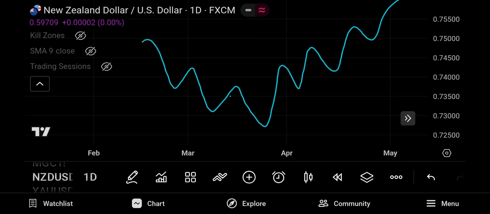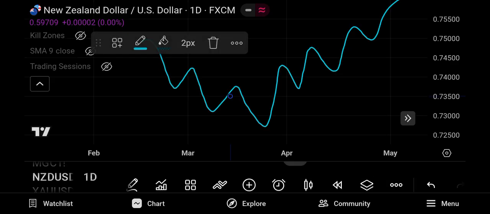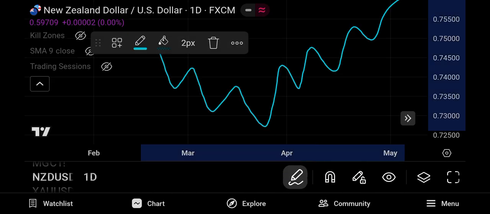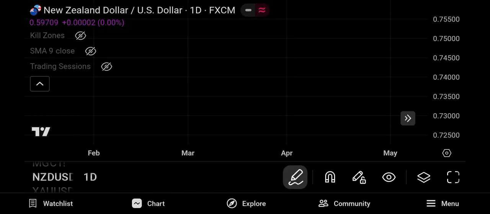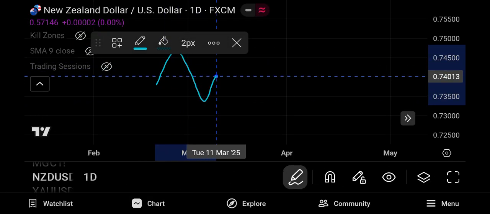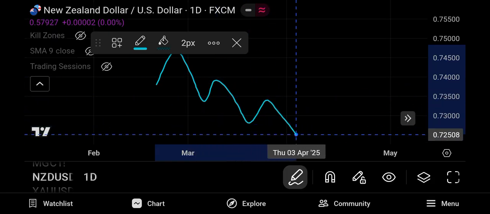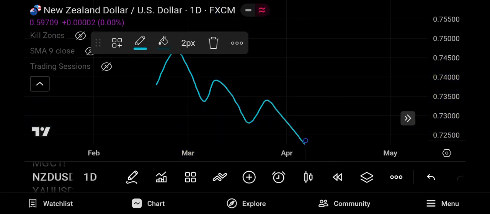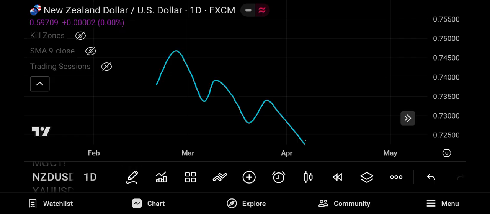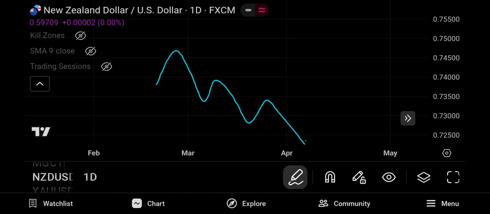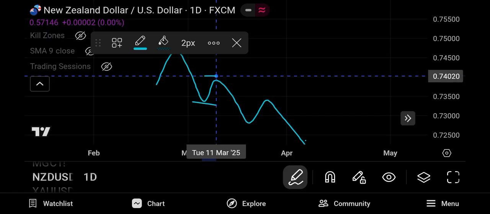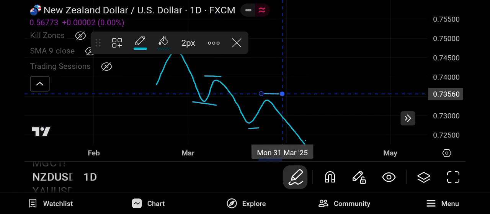Now what's a break of structure in the continuation of a trend? Let me delete all this. So let's still be in a downtrend. And what do we see? We see low, we see high, we see low, we see high.